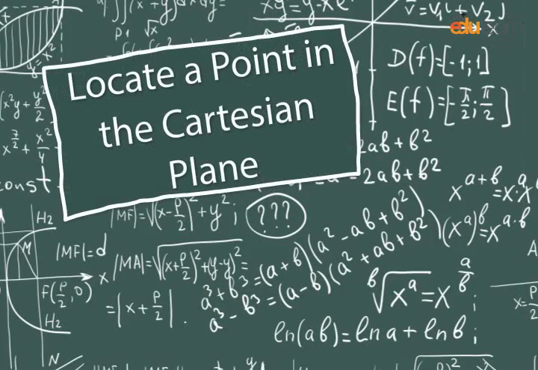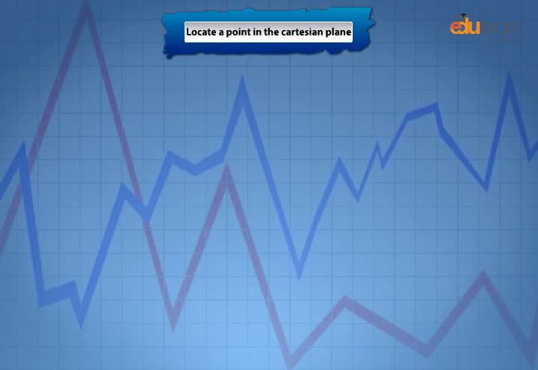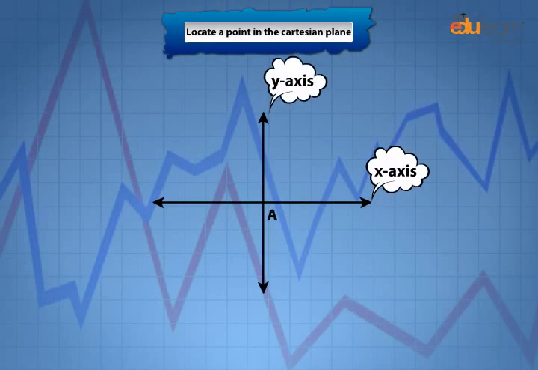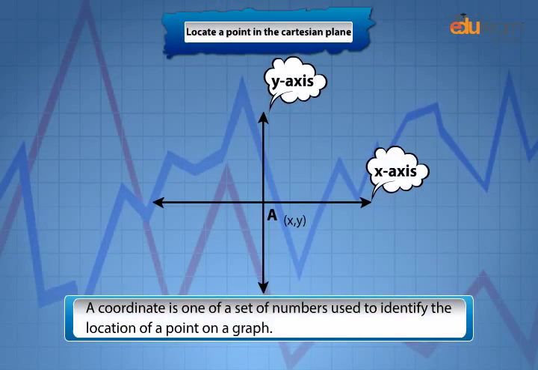Locate a point in the Cartesian plane. Let us learn about the location of a point in the Cartesian plane. A coordinate is one of a set of numbers used to identify the location of a point on a graph.